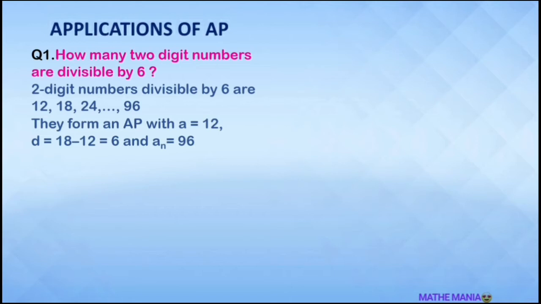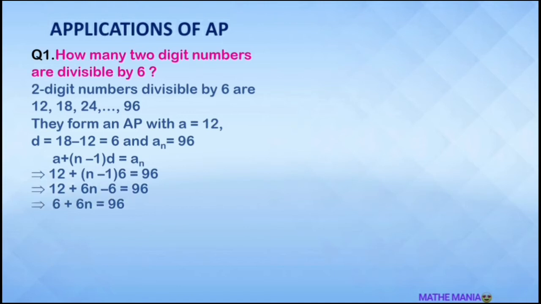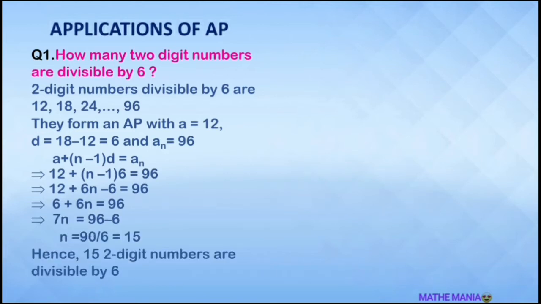So applying the formula of an and putting the values in it, we get 12 plus n minus 1 into 6 is equal to 96. Solving further by opening the brackets and adding the like terms, we finally get 6n is equal to 96 minus 6, or n is equal to 90 upon 6, equal to 15. So you can see that it becomes so easy to count the numbers by applying the concept of AP.